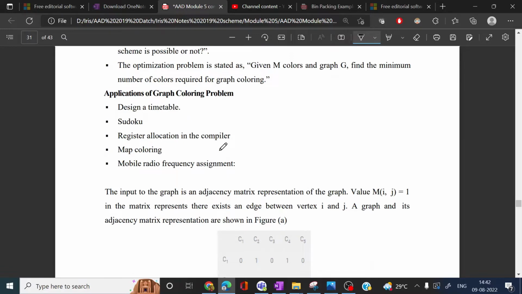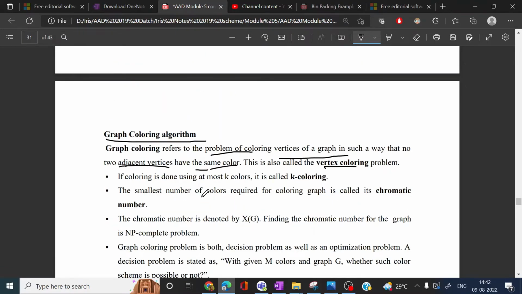The smallest number of colors required for coloring a graph is called the chromatic number. If coloring can be done using at most k colors, satisfying this condition, it is known as k coloring. The chromatic number is denoted by the letter χ(G), the chromatic number of a graph. Finding the chromatic number means finding the minimum number of colors required to color a graph so that adjacent vertices do not have the same color.